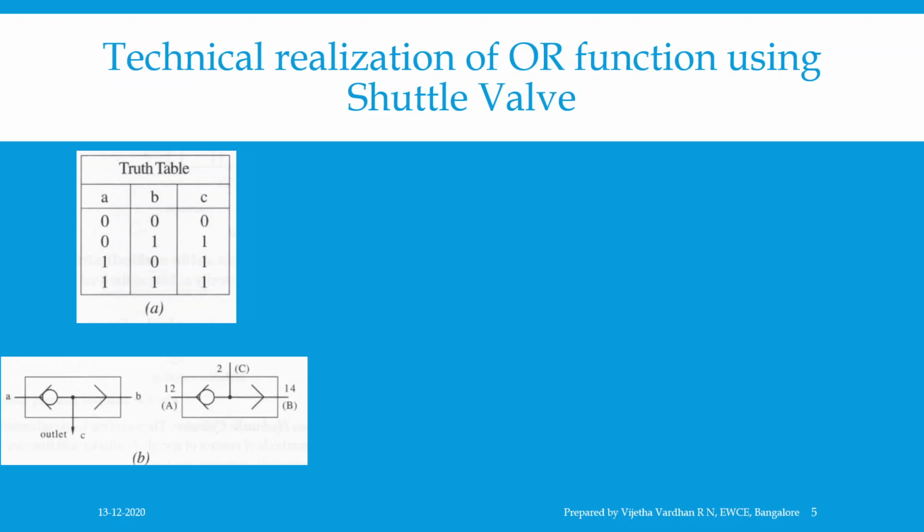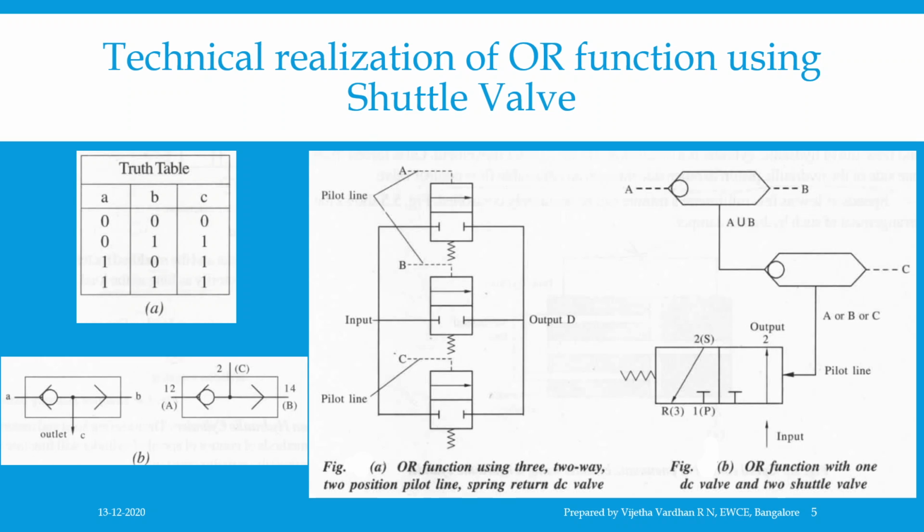To understand more clearly and precisely, the OR function can be generated by using two or more two-way, two-position pilot line, spring return direction control valves connected in parallel as shown in figure A. A, B and C are the three valves, and any of the three picking up an air pilot signal will produce an output D, which you can observe from the figure.